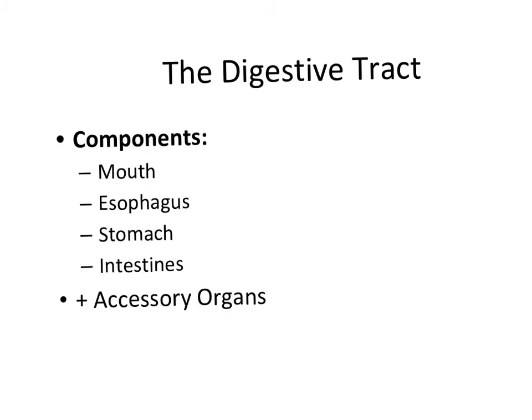There are a number of organs associated with the digestive system. We've already talked about the mouth. There's the esophagus, the stomach, and the intestines. There are also the accessory organs, and so these are the ones that sort of produce different components required to make the other components of the digestive tract work effectively.